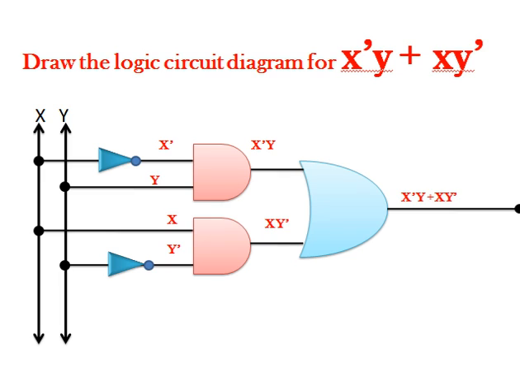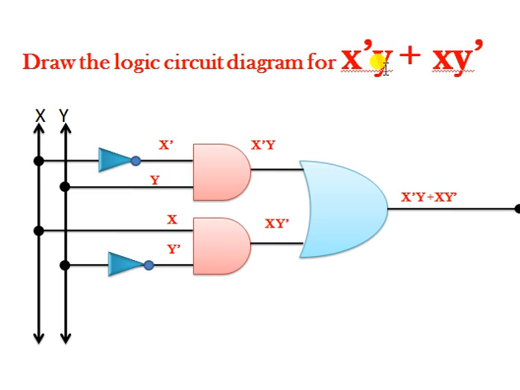Let us take an example. Draw a logic circuit diagram for the expression x bar y plus x y bar. So students, this is x bar. x bar means x passed through a NOT gate. When you use a NOT gate on x, it becomes x bar. See, this is x. We are using a NOT gate, then here it is x bar.